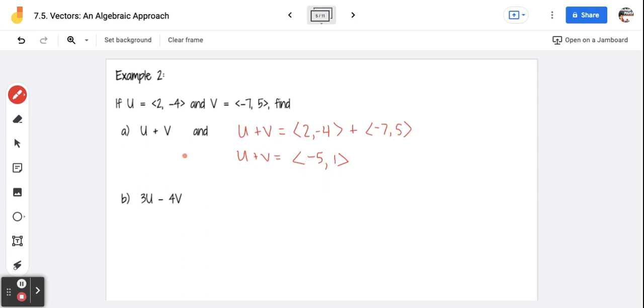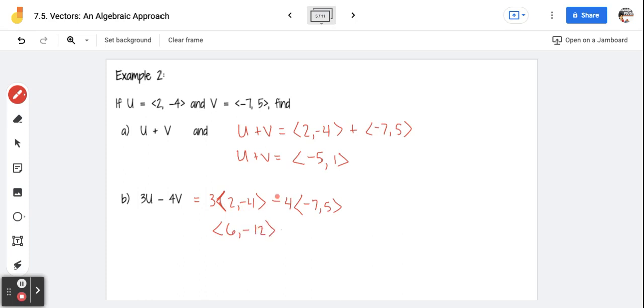Simple enough. On this one, we would take 3 times the vector u, which is 2, -4, minus 4 times the vector v, which is -7, 5. All right, so we multiply by a scalar. Multiplying by a scalar multiplies both the horizontal and the vertical components. So you want to basically triple the horizontal length and the vertical length. So this becomes 6, -12.